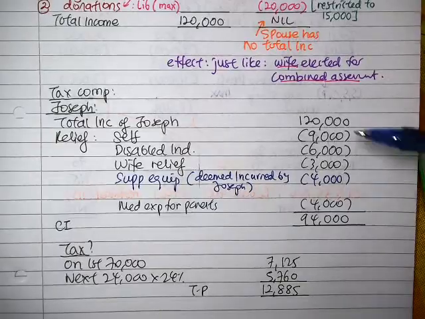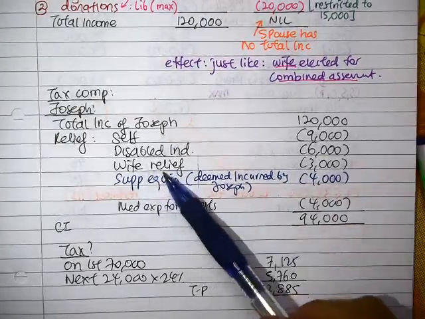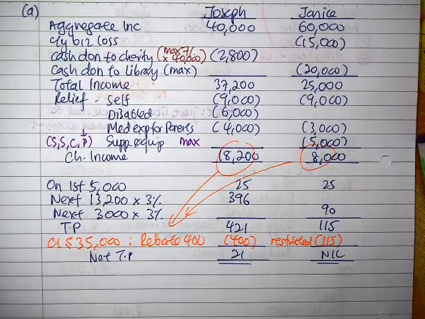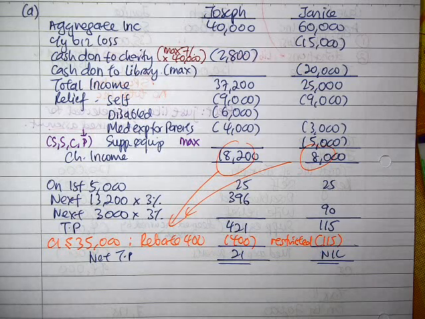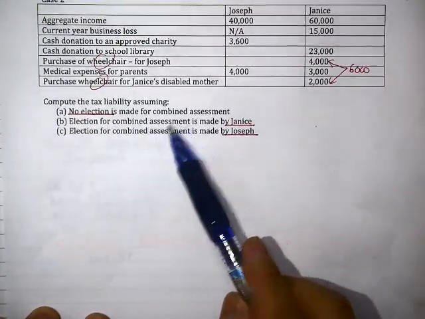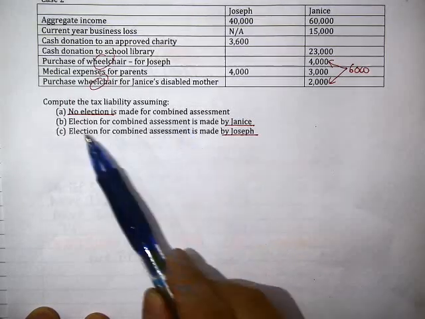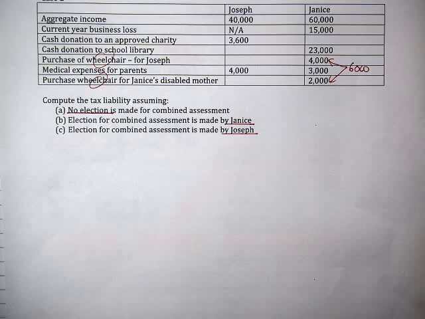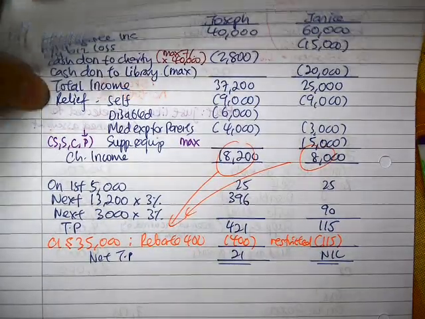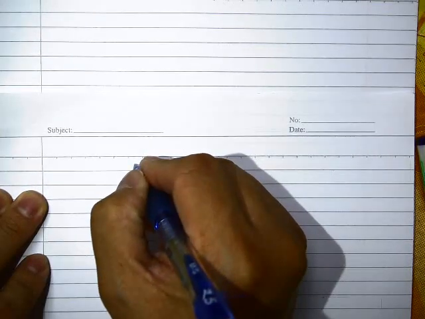All right, now, so the tax payable would be 421 and 415. Now you notice the chargeable income in this case does not exceed 35,000. So anything that does not exceed 35,000, you'll be given a tax rebate. It's only for resident. Up to 400, and in this case will be restricted to 115. Right, so there'll be no tax for Janice, and there'll be 21 ringgit for Joseph. So that's the net tax payable.